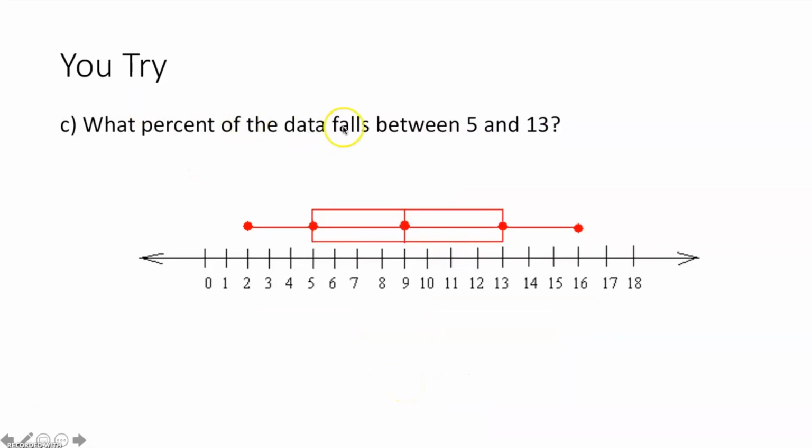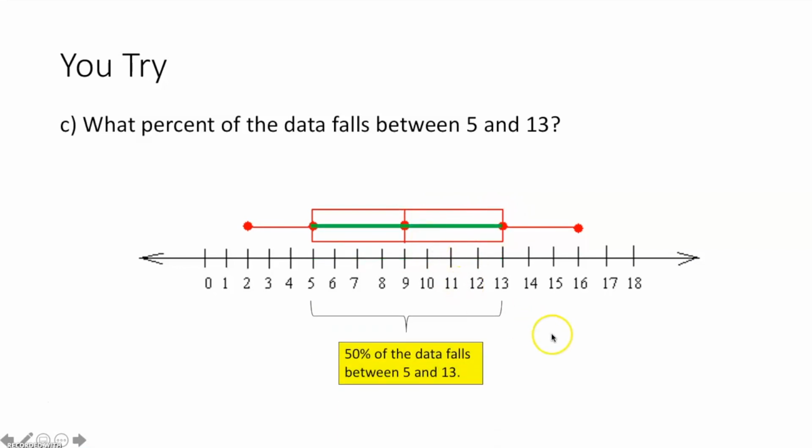Now part C says what percent of the data falls between 5 and 13. So 5 is going to be your first quartile, 13 is your third quartile. And again, quartiles represent 25% of your data. So between the first and third quartile, this would be 25% of your data between quartile 1 and quartile 2. And then between quartile 2 and 3, that's another 25% of your data. So if we add those together, that's 50% of your data right there.